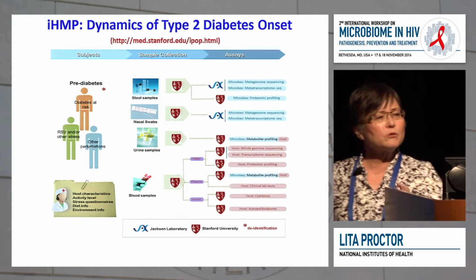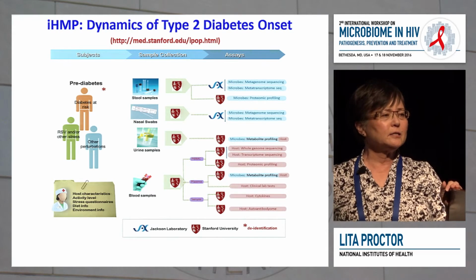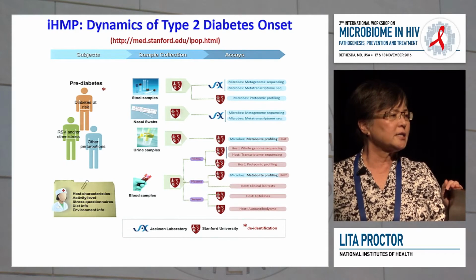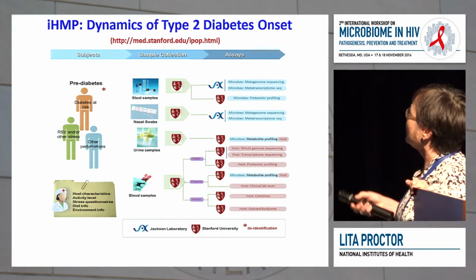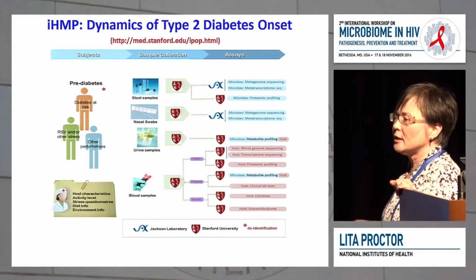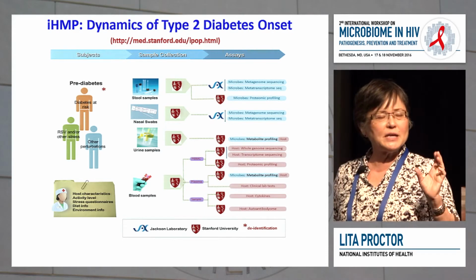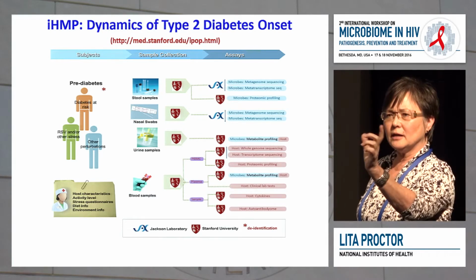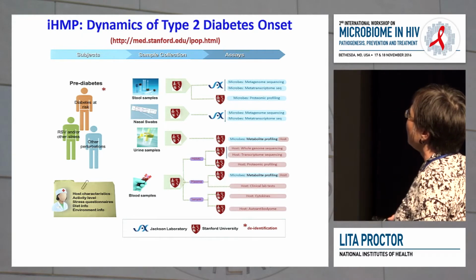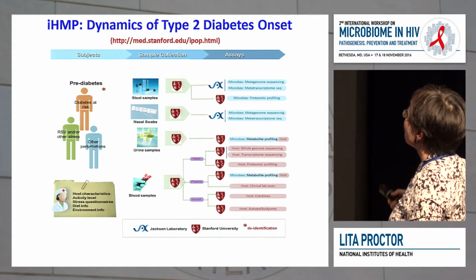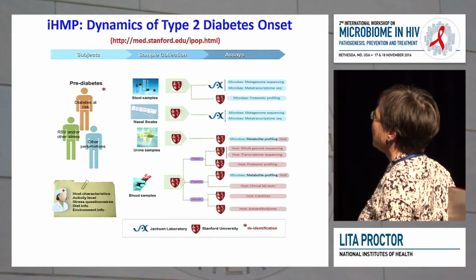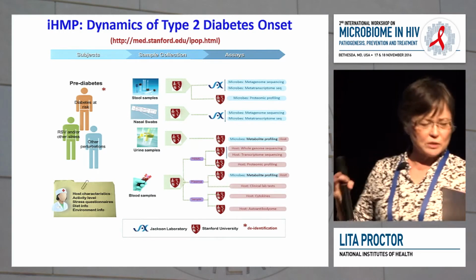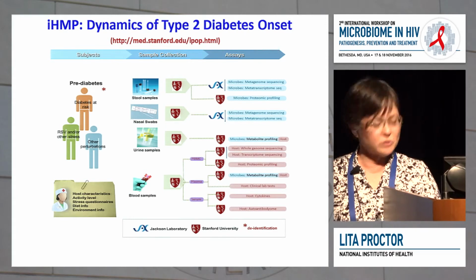And then there's a third model study, the dynamics of type 2 diabetes onset. This is a smaller cohort, but it includes people that are pre-diabetic based on their HbA1c blood signal. They have these pre-diabetics in which they're tracking all these different properties, and all these data are going to be released in the next roughly year or so.